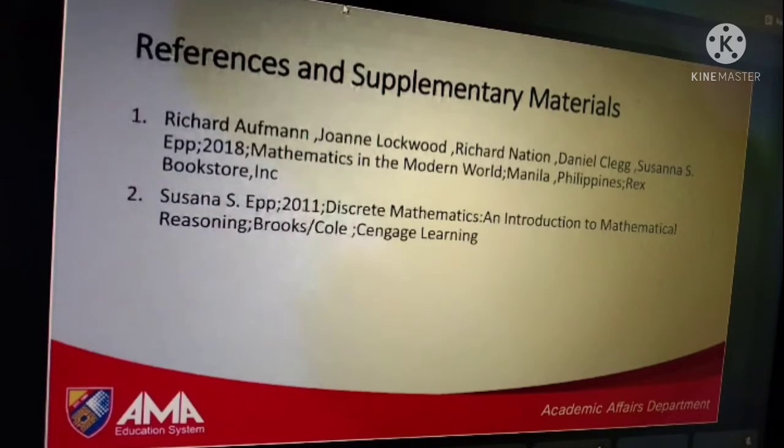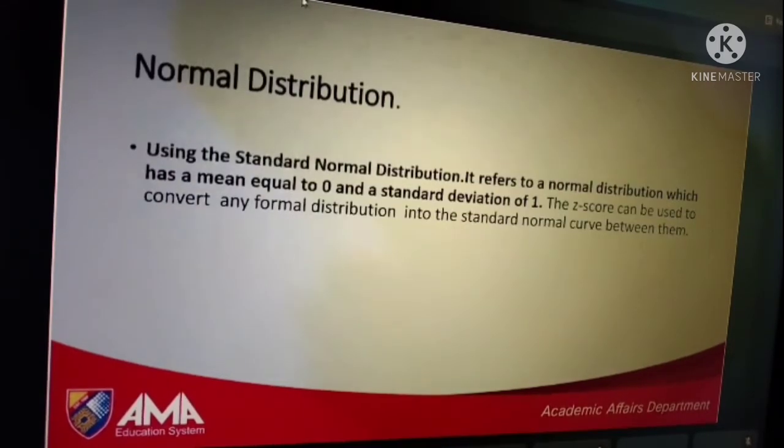Yun lang po ang discussion natin ngayon. May tanong po ba? Yun lang. Tapos na. Midterm na kayo.